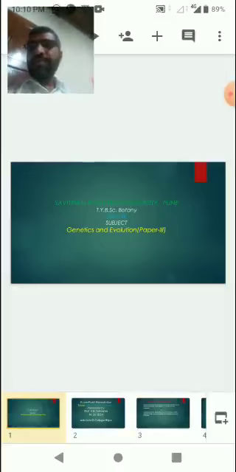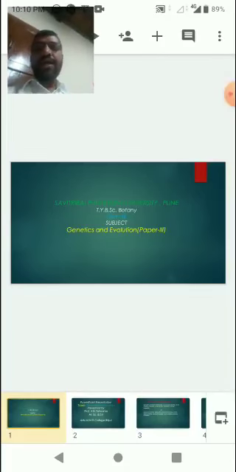In his experiments, he utilized the garden pea plant, which was selected on the basis of 7 contrasting characters. The contrasting characters found in his experiment are the dominant and the recessive characters in garden pea plants: seed shape, seed color, pod shape, pod color, flower color, flower location and plant height.